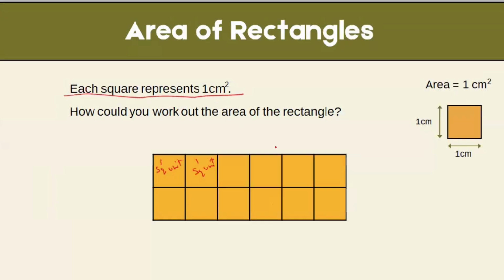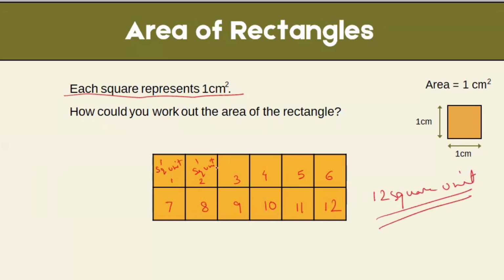So how will we find the area of this rectangle? We have to count the squares. Let's count it together. 1, 2, 3, 4, 5, 6, 7, 8, 9, 10, 11, and 12. So the area is 12 square units. As there are 12 squares, the area must be 12 square units.